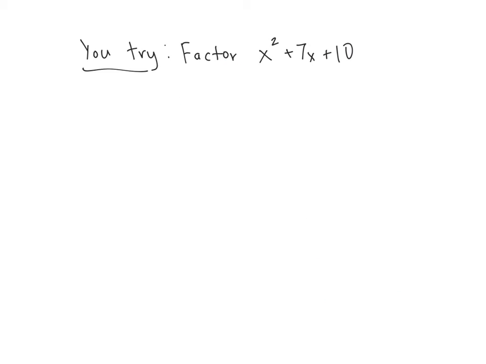All right, here's one for you to try. I want you to factor x squared plus 7x plus 10. Go ahead and use the box. You're going to need two numbers that multiply to 10 and add to 7. So go ahead and work that out and enter your answer when you're ready.